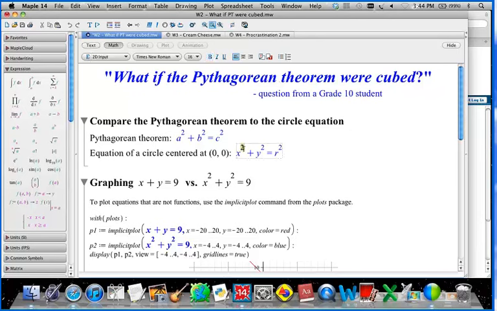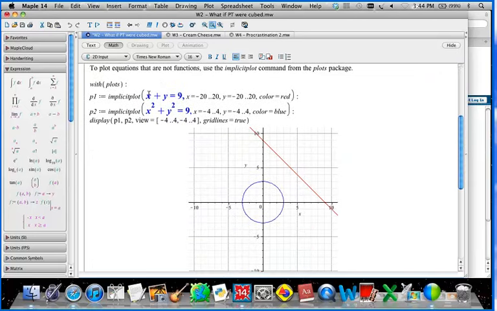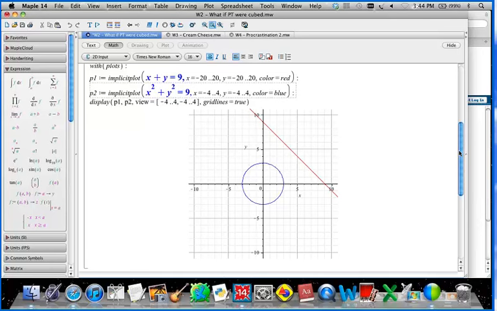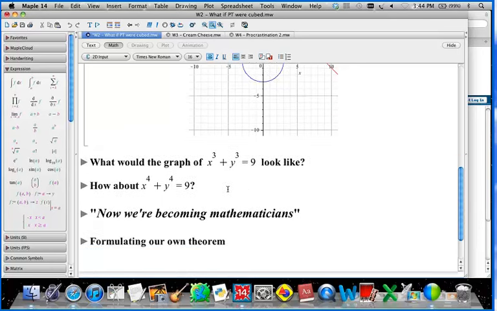What if we could graph x cubed plus y cubed equals something? What would that look like? If the exponent on the x and y are 1, we get a straight line. They knew that from grade 9. If the exponent on the x and y is 2, we get a circle. We just taught them that the day before. What would happen if we change that to a 3? I, in fact, didn't know myself. I'd never actually done that. So I did a little investigation myself the night before and decided to show it to the kids.